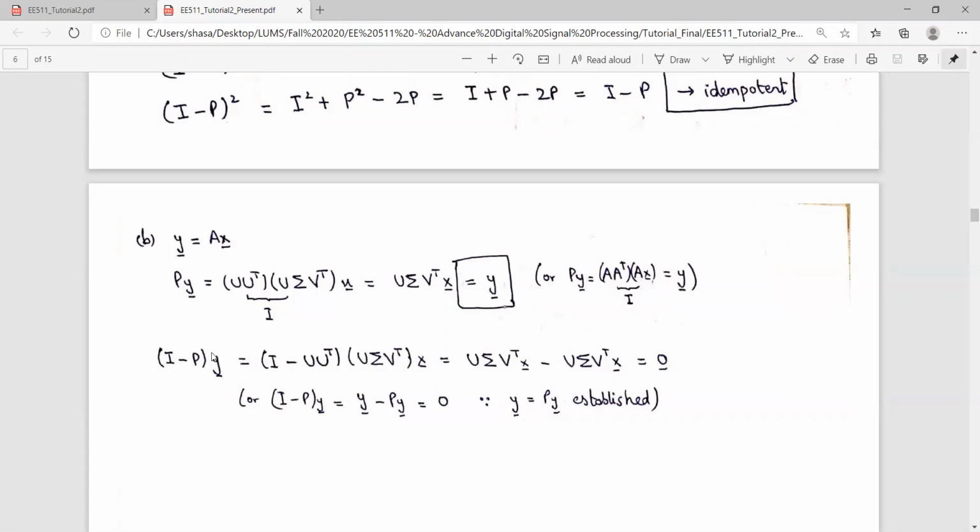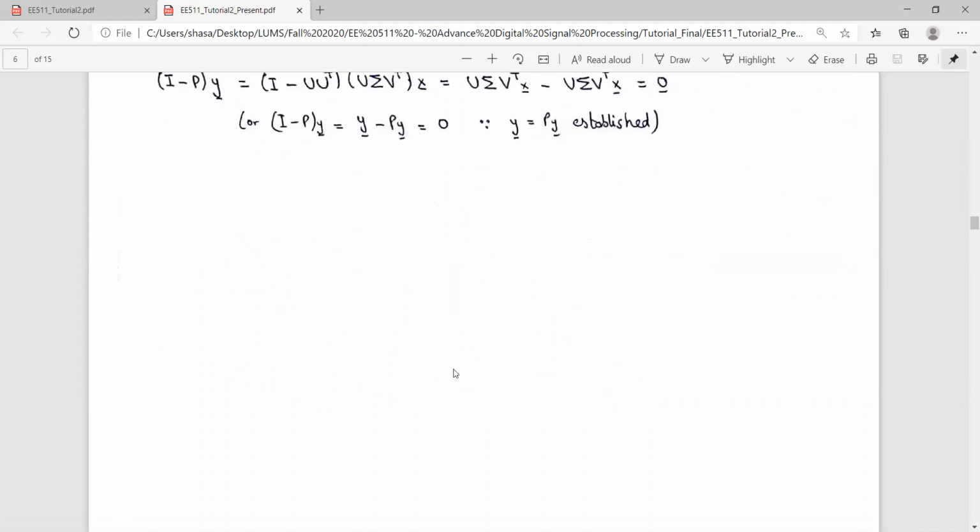Additionally, for I minus Py, we can once again just replace P with U transpose and Y with AX, which is equal to U sigma V transpose X. Multiply these matrices, end up with 0. Or we can also just open I minus Py, it would be Y minus Py, but we have already seen over here that Y is equal to Py. So this would end up becoming 0. Any questions still here?